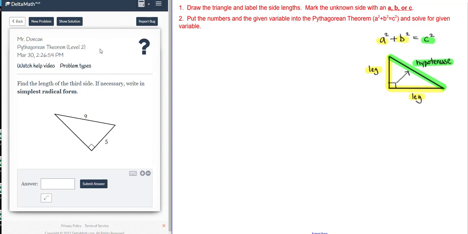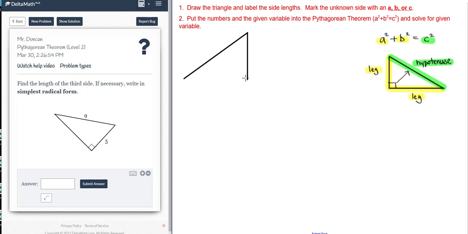Pythagorean Theorem, Level 2. Find the length of the third side. If necessary, write in simplest radical form. So step number one, my directions: I want you to do appropriate work, to draw the triangle and label the side lengths. So I'm going to draw this to the best of my ability.